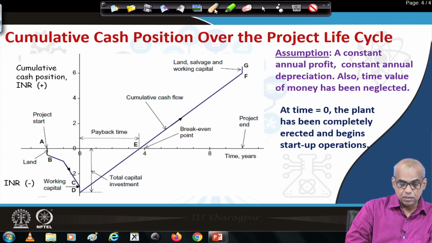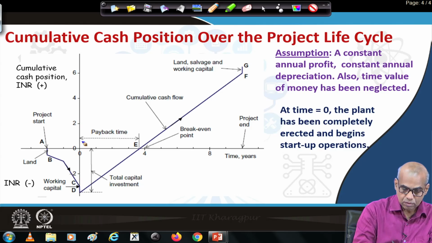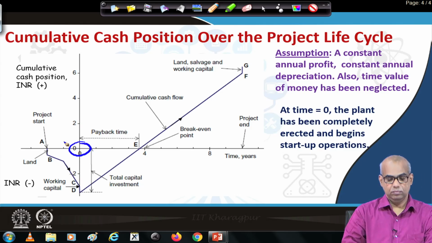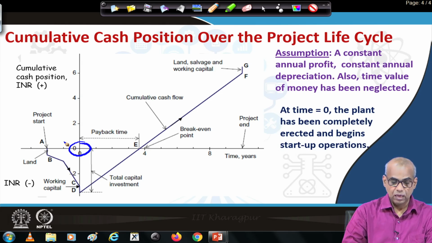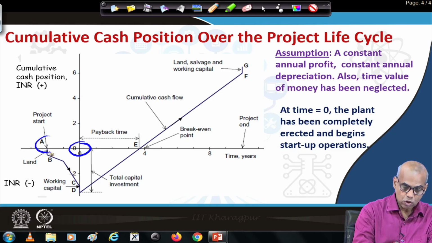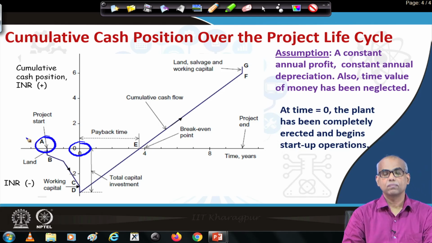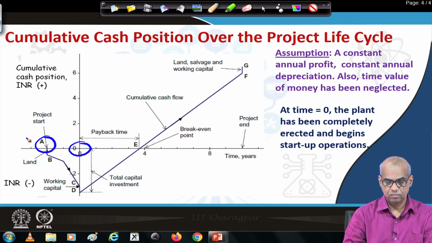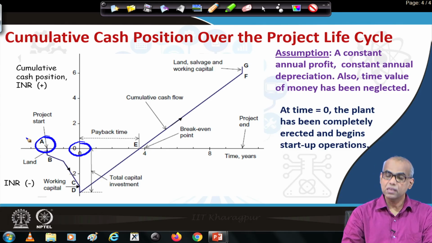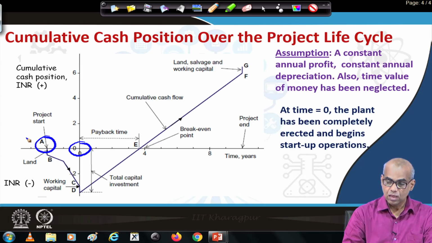Note that this is time 0, and this is the time when the project starts. So, time 0 represents the time when the plant has been completely erected and it begins startup operations.